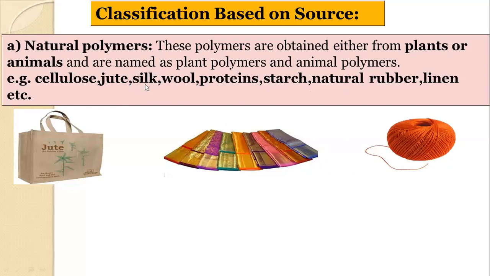Silk is obtained from an animal, the silkworm. Then wool is also obtained from animals. So silk and wool are animal polymers. Jute is a plant polymer, cellulose is a plant polymer, then protein and starch are also called animal polymers, and proteins can be obtained from plants and animals also. Then natural rubber is obtained from plants. Then linen is also obtained from plants. So all these are examples of natural polymers.